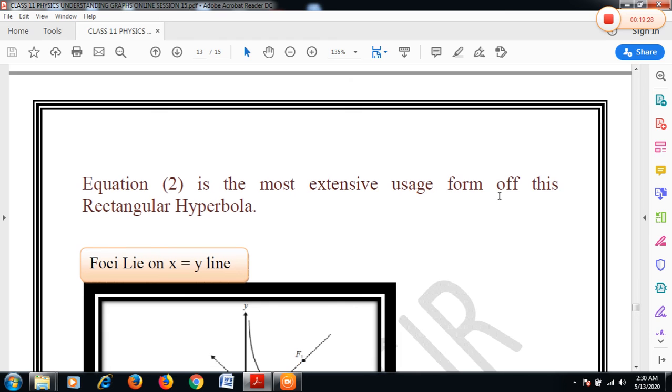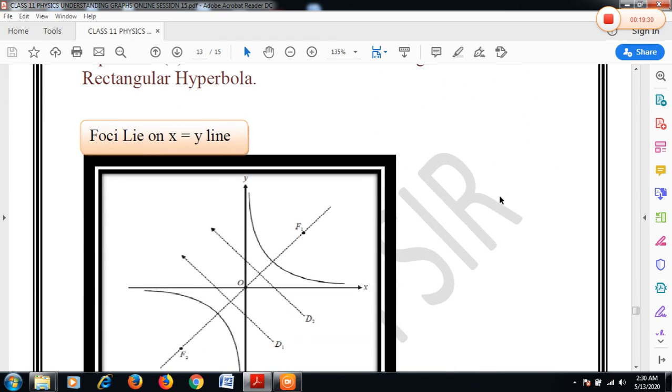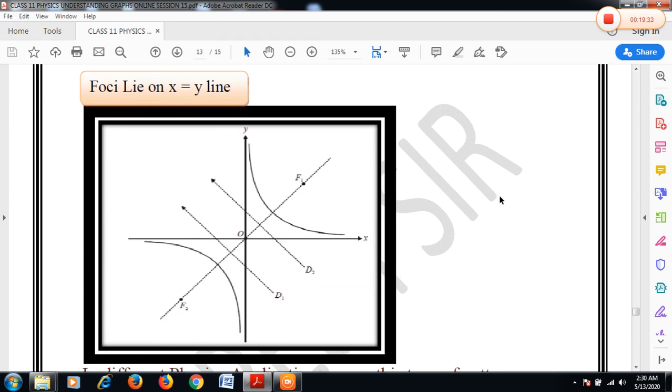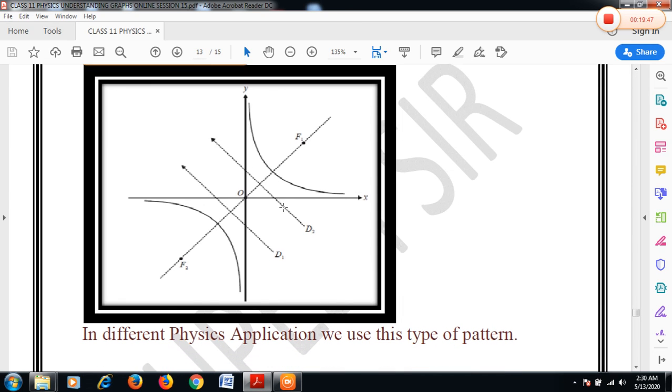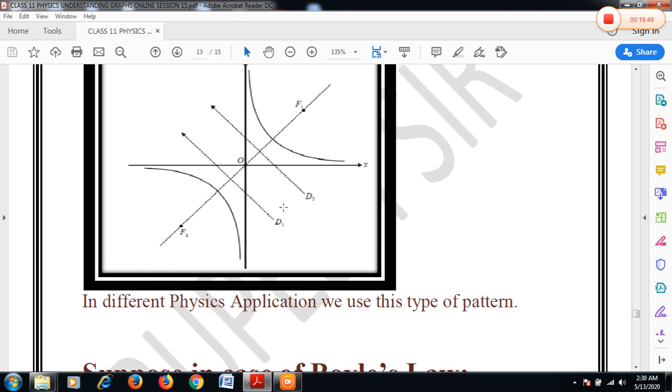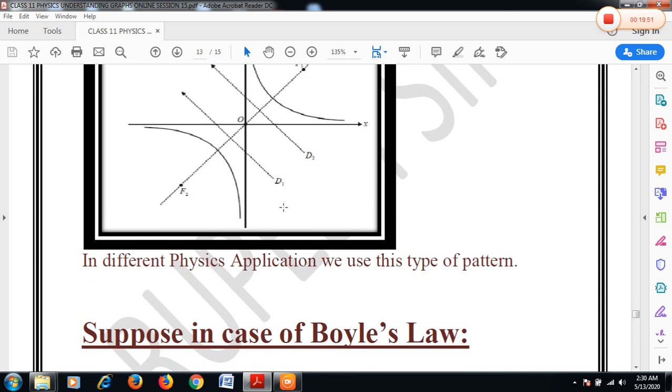Foci lie on the x equals y line. Okay, here in this type of rectangular hyperbola, the foci lie on the line x equals y. Okay, x equals y line means it has a slope of 45 degrees, and this straight line will be passing through the origin as we have seen in the previous session. In different physics applications, we use this type of pattern.